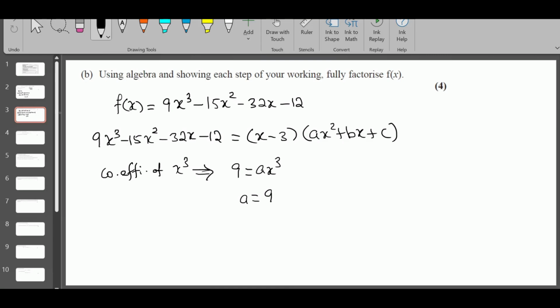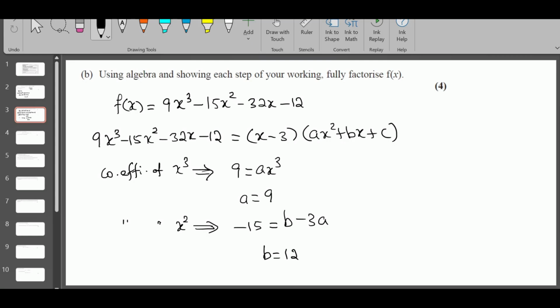I'm going to compare the coefficient of x square now on both sides of the equation. Minus 15 on the left hand side. If you multiply carefully, you will get bx square, so the coefficient is b. Not only that, you have minus 3ax square also. So the coefficient of x square is b minus 3a. We know a is 9, sub in here, it's minus 27. Goes to the other side, 27 minus 15, b is equal to 12.